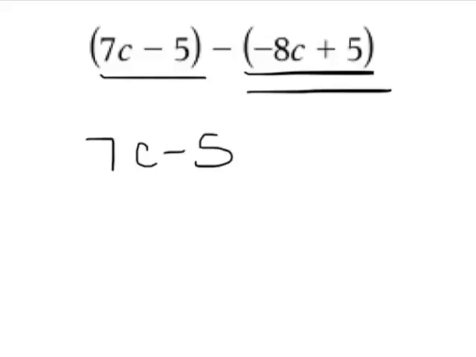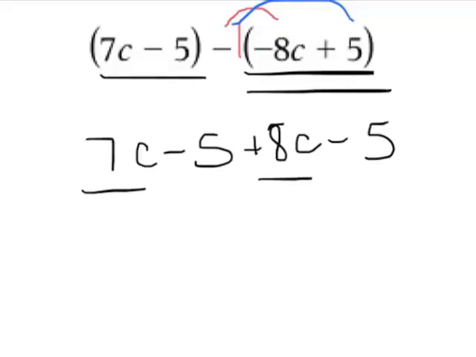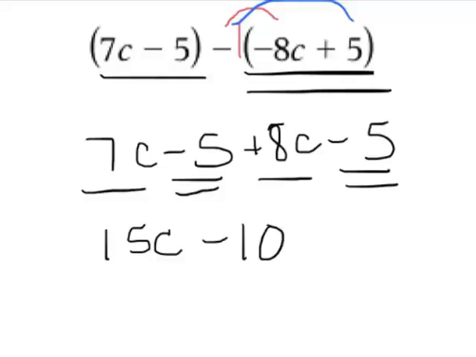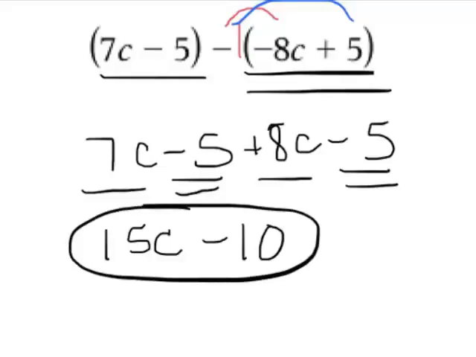Then on this next one, we do have a negative, and really, you should remember that there is a 1 right there. So if we did negative 1 times a negative 8c, we get a positive 8c. And then we have negative 1 times 5 gives us a negative 5. Now to combine the like terms, 7c plus 8c is 15c. And negative 5 minus 5 is a negative 10. Nothing else to combine, so our answer is 15c minus 10.